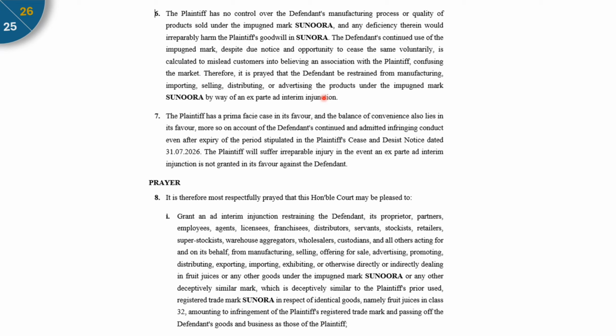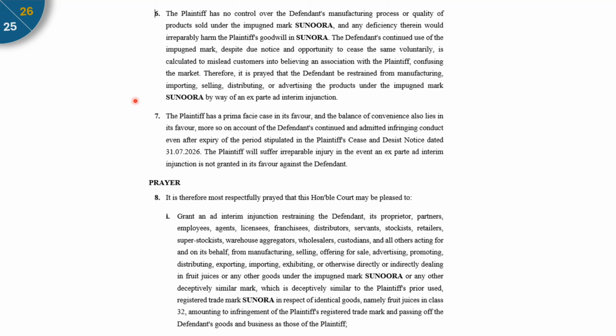And then the paragraph ends by asking for an injunction by way of an ex parte ad interim injunction. This is a deliberate placement because you have spent 5 paragraphs building your factual foundation, and only now, once the reader is already convinced, do you make the explicit ask. Because you never lead with a demand before you have earned it with facts.